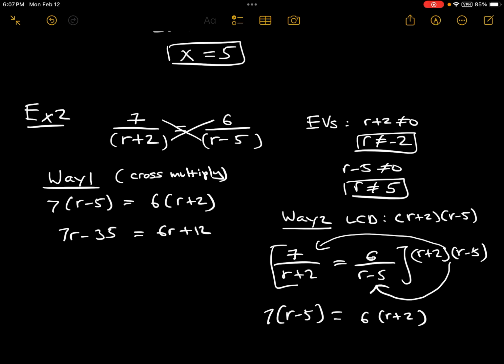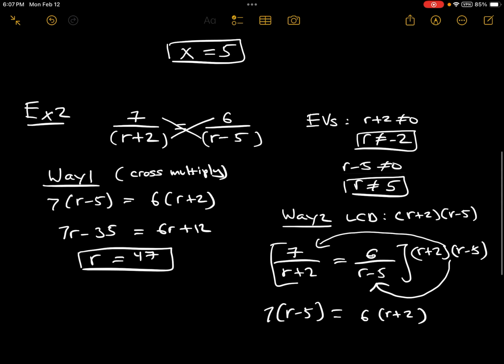So way 1, just cross multiply when you see single terms on both sides. And notice the solution I got is not part of the excluded values, so I'm good to go. You could always check it if you want, but it's not necessary since it's not part of your excluded values.